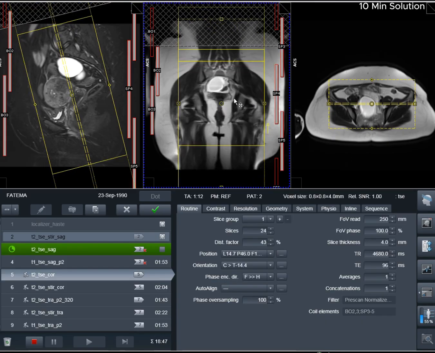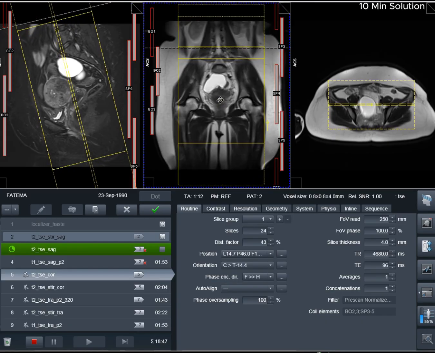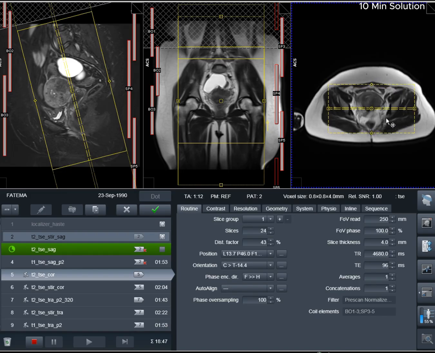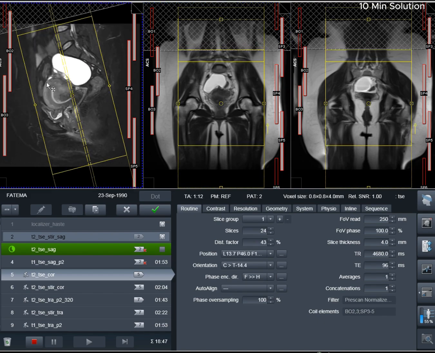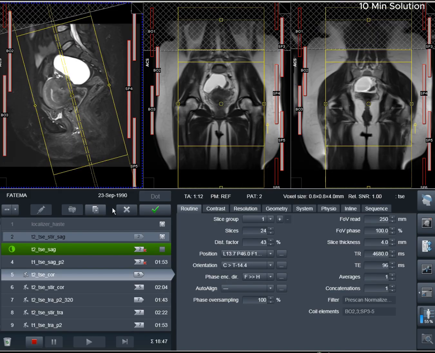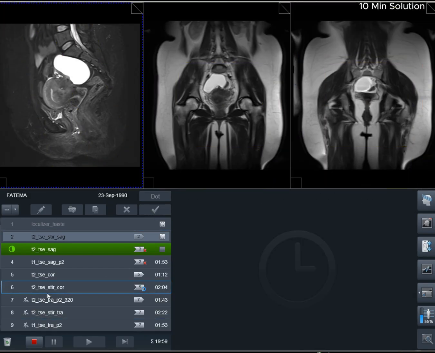The slices should adequately cover the entire abdomen and pelvis, extending from the anterior abdominal wall to the sacrum. The FOV must be large enough to encompass the abdomen and pelvis, typically ranging from 380 millimeters to 400 millimeters. Large FOV scans are usually performed to evaluate the local spread of the pathology.